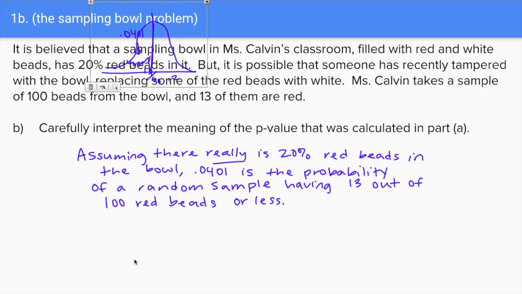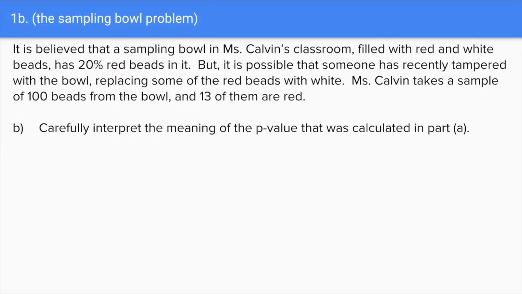So that's it for this problem. There will be one other video that shows how to find those p-values and probabilities on the calculator.